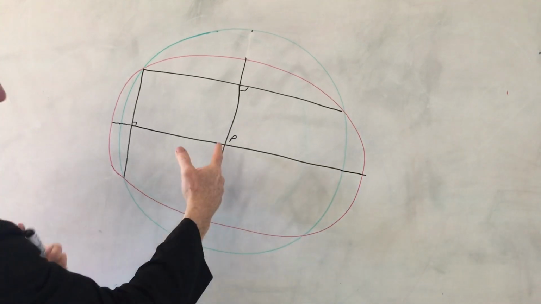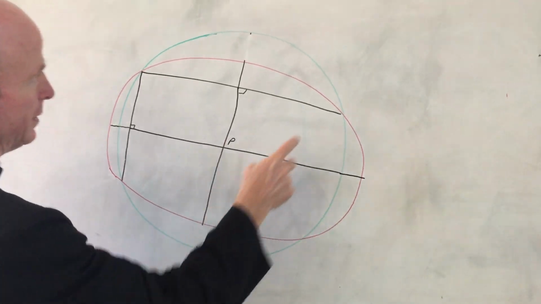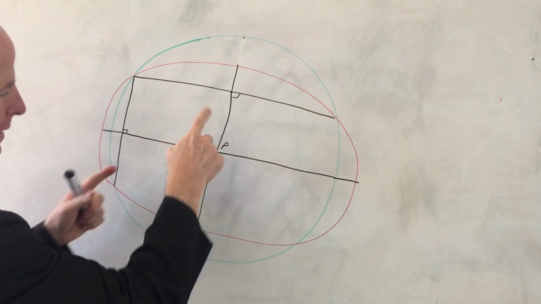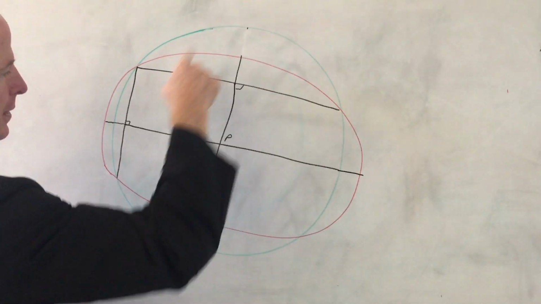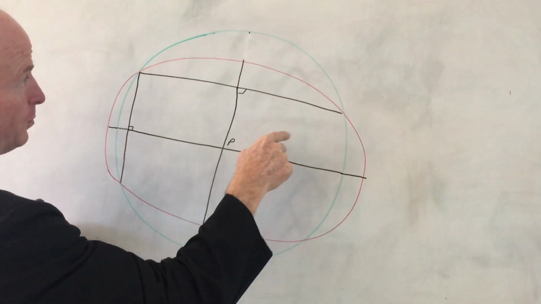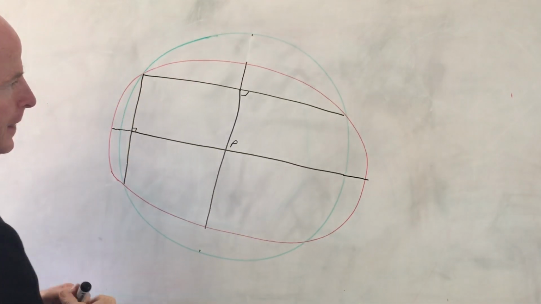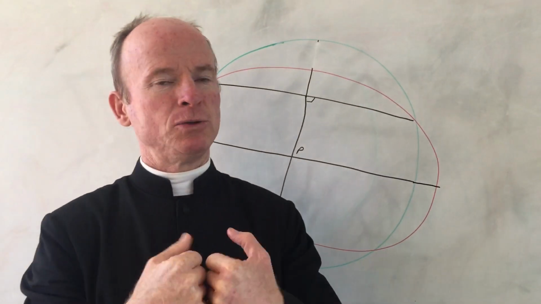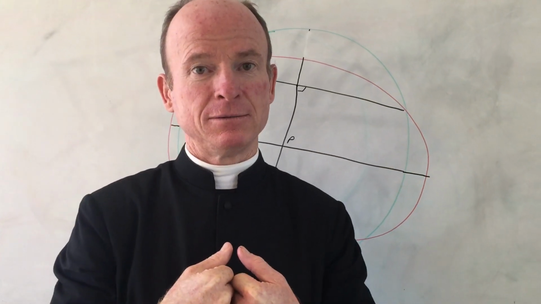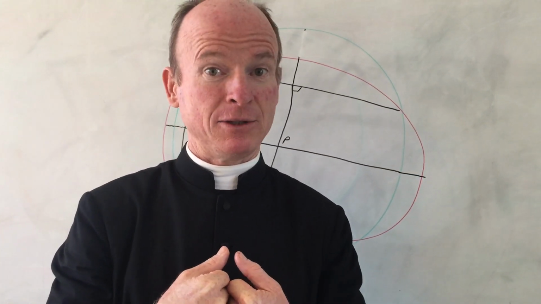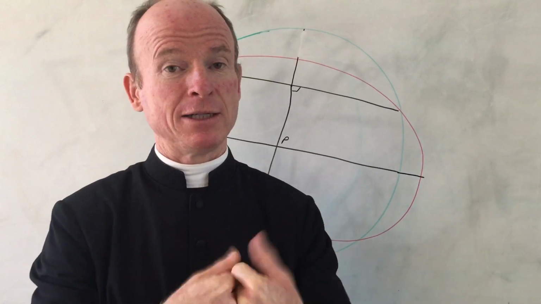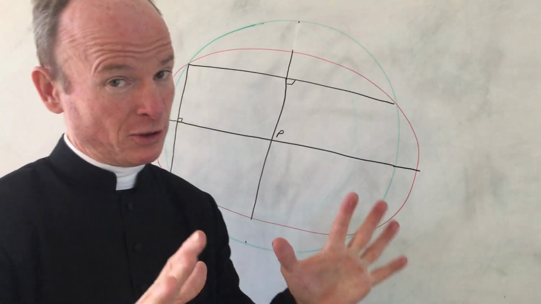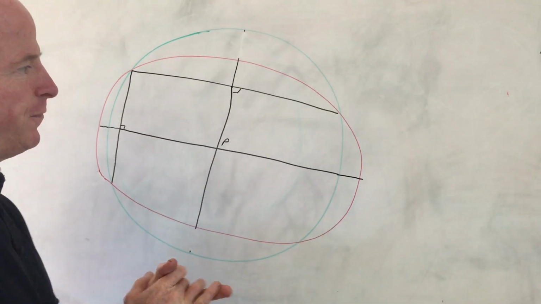Lo and behold, they only meet at this point, so that's the center of the red circle, but it's also the center of the green circle. Now we have a serious problem. We've got 2 circles sharing the same center, but we know that 2 circles cannot share the same center, so it's both sharing and not sharing. Absurd. Therefore, it was false.